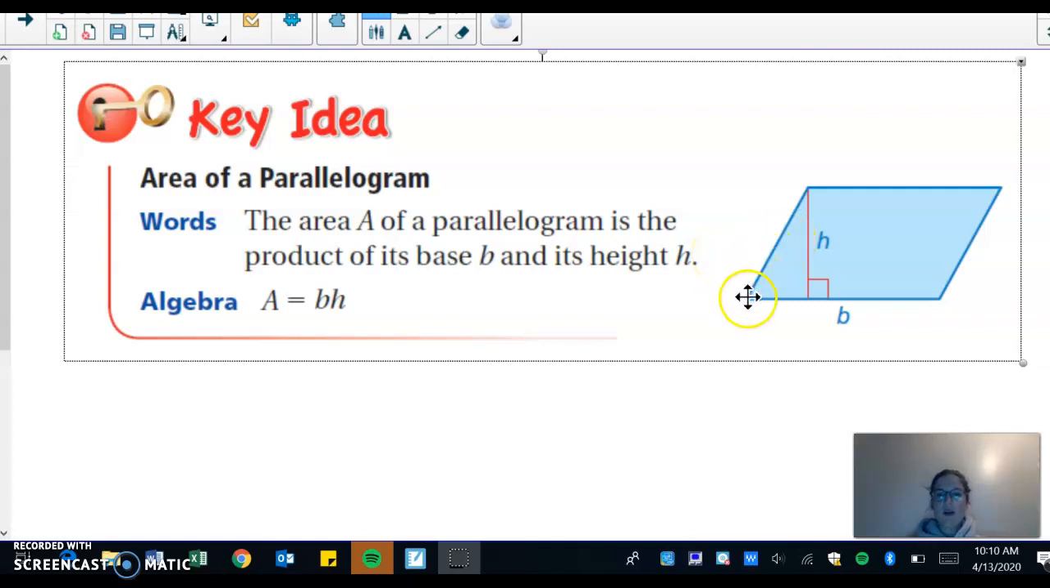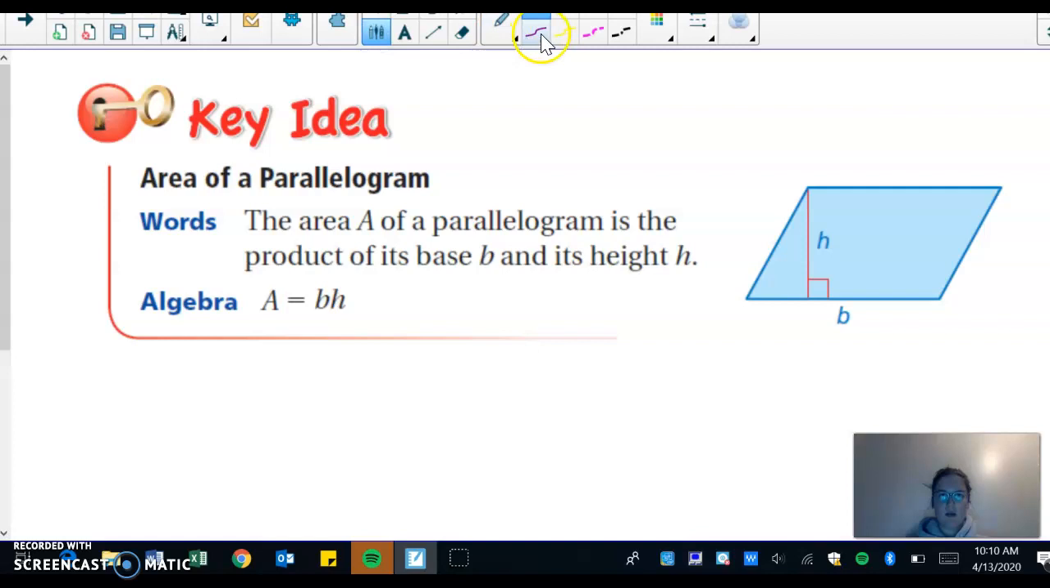So a parallelogram is a quadrilateral with parallel sides. This is parallel to this line, which means the lines never touch. And then the top line's parallel to the bottom line. So that's a parallelogram. And this is how you find the area of it, just base times height. And the key thing is the height is not this diagonal line. The height is from this top base to the bottom base.